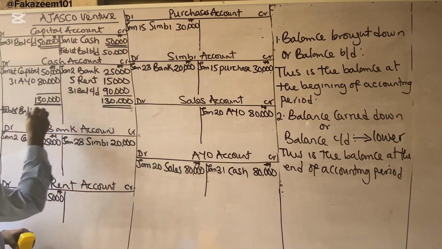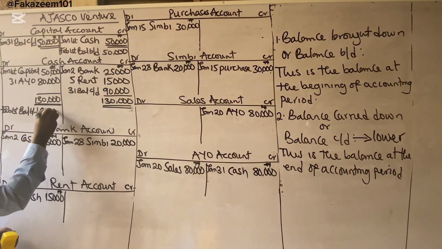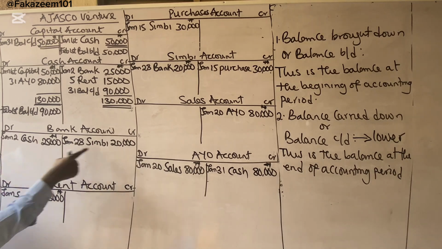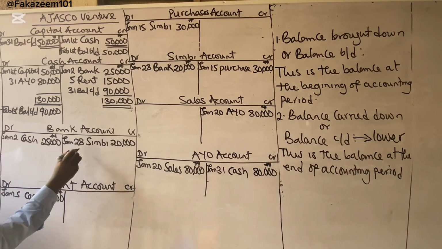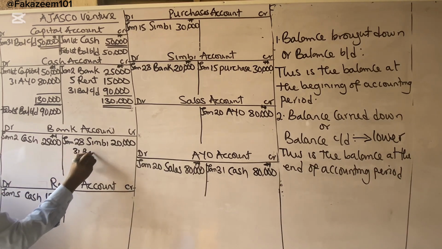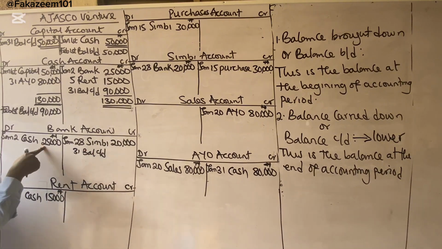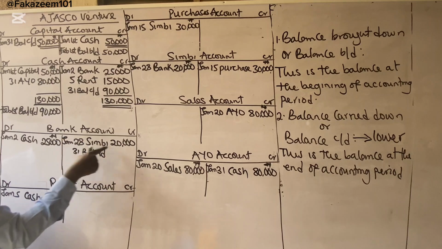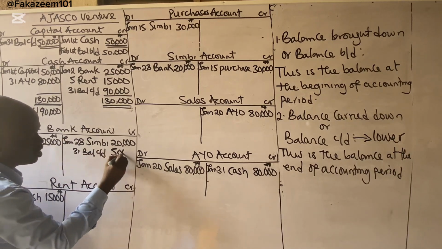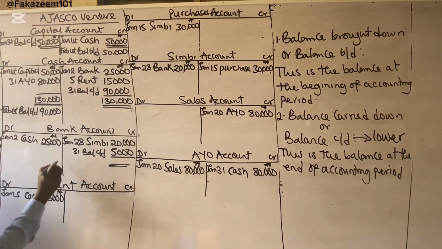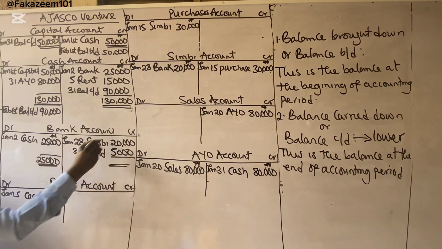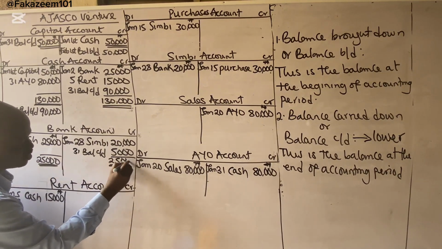You come here on February 1st, you put balance brought down. The carried down is 90,000. The brought down will also be 90,000. For the bank account, the lower side is the credit side. In that case, put balance carried down on the lower side. 25,000 on debit, 20,000 on credit. You say 25,000 minus 20,000, you have 5,000. You close the account. This is 25,000. When you add this together too, it's 25,000.